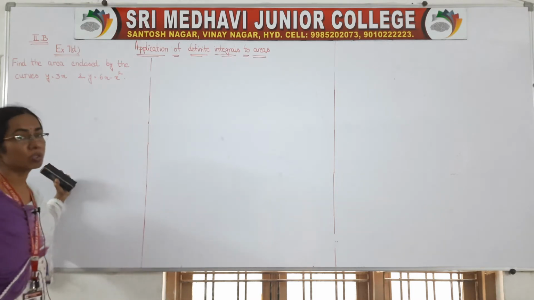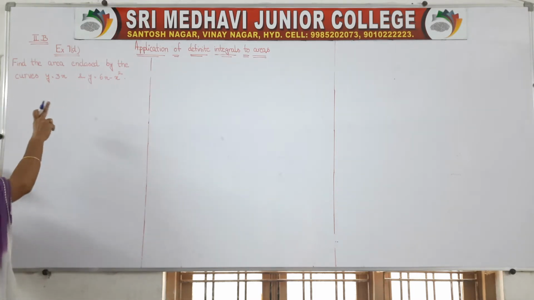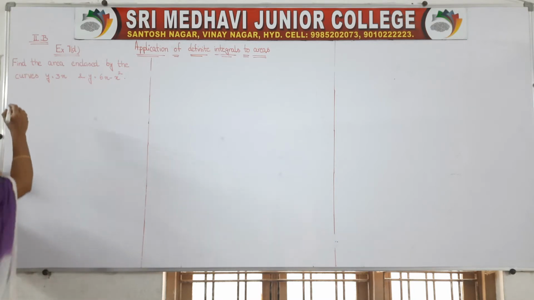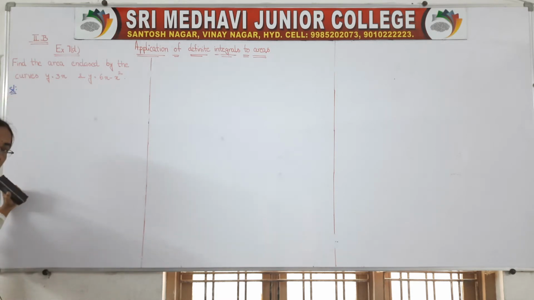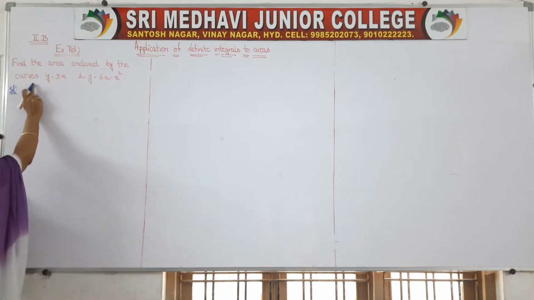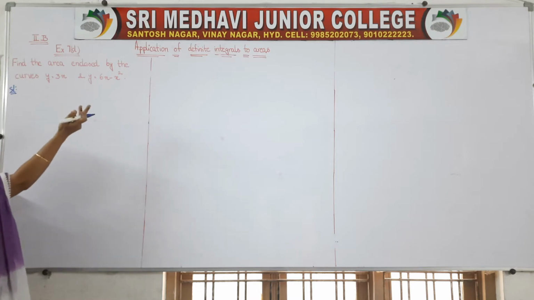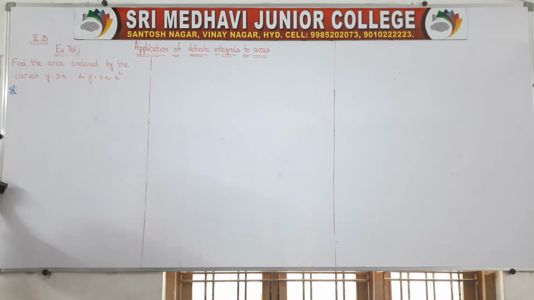So come to this question. Find the area enclosed by the curves y is equal to 3x and y is equal to 6x minus x square. So given curve equations are, in the previous problem, one curve and one line equation. Here, if you observe, given curves, but y is equal to 3x is nothing but a line equation. We say all diagrams have curves, but if you observe, you will know a curve can be a parabola, a triangle, a line, or a hyperbola, like that, okay?